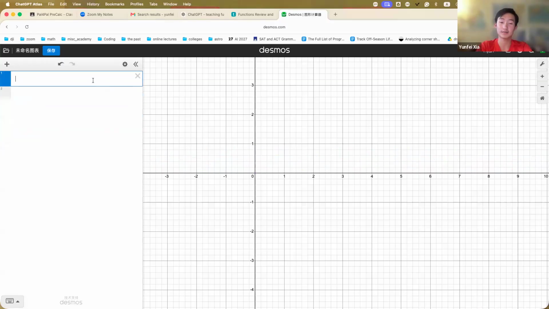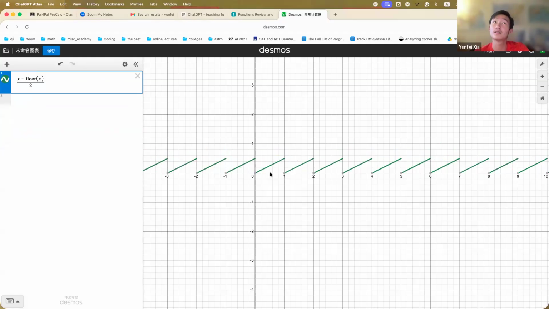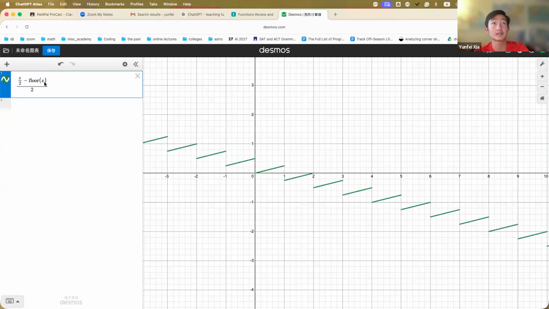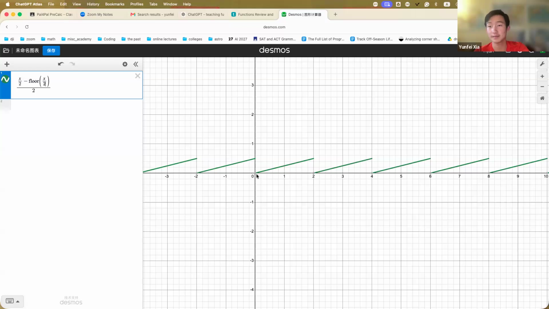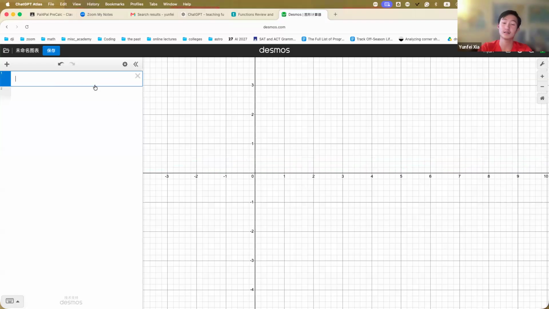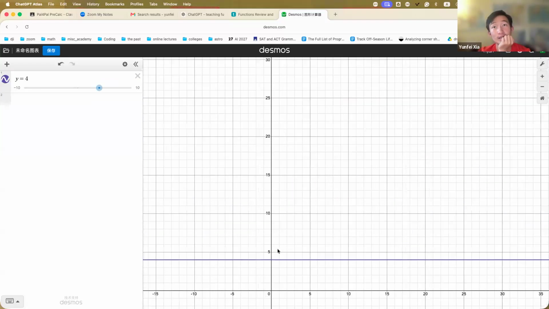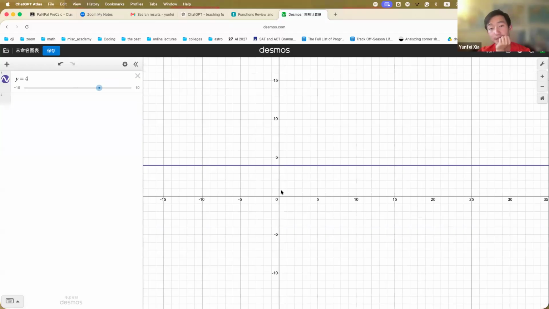And if you have another function, for example, x minus floor of x over 2, in this case it is still periodic. But as we have said for transformation, if you do this, now the period is 2 rather than 1. And then there's also some other functions, such as y equals 4. Is this function periodic?